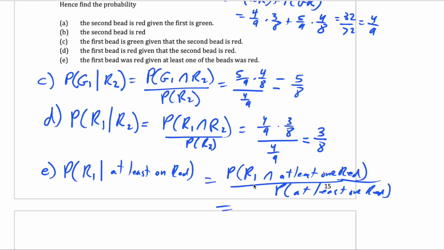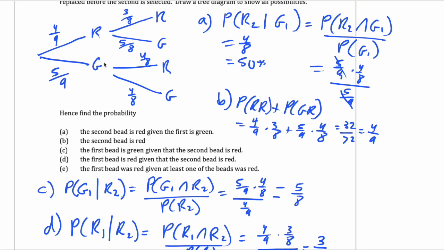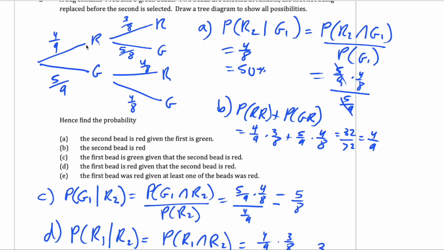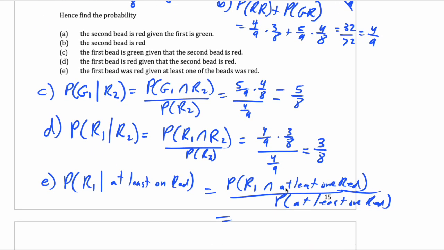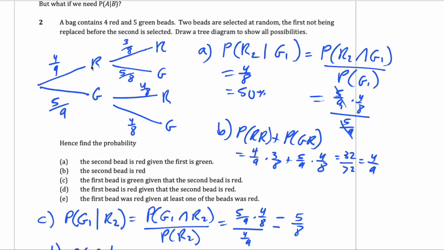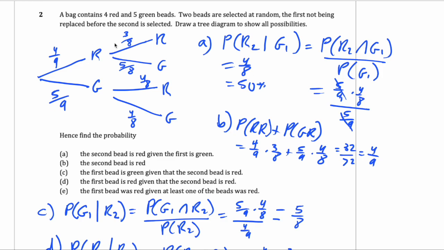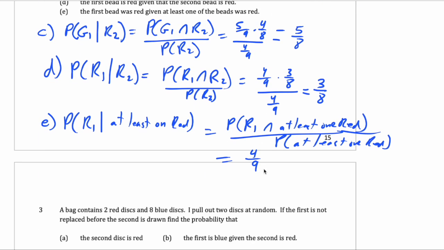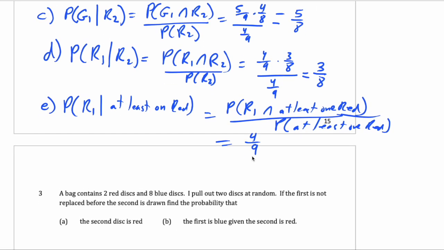So the first one's red and at least one red. Well, if the first one's red, it's automatically at least one red. So that's actually just 4/9. You can also add together this probability and this probability right here, and you also get 4/9.